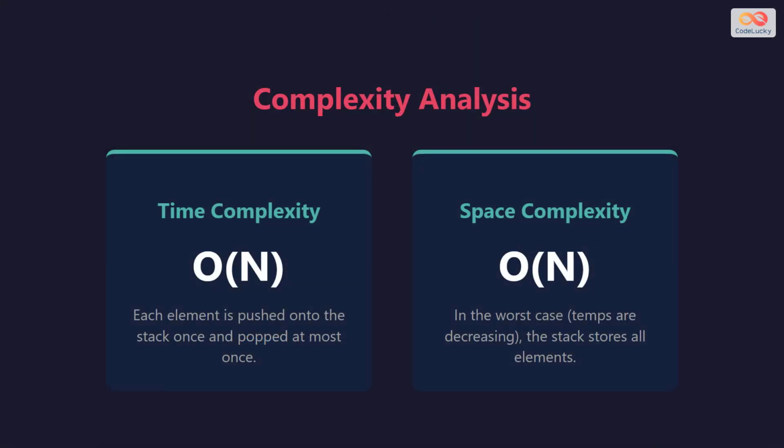Let's analyze the complexity. The time complexity is O(n), even though we have a while loop inside the for loop. Each element is pushed onto the stack exactly once and popped at most once. The space complexity is also O(n) because, in the worst case, our stack might store all the indices.